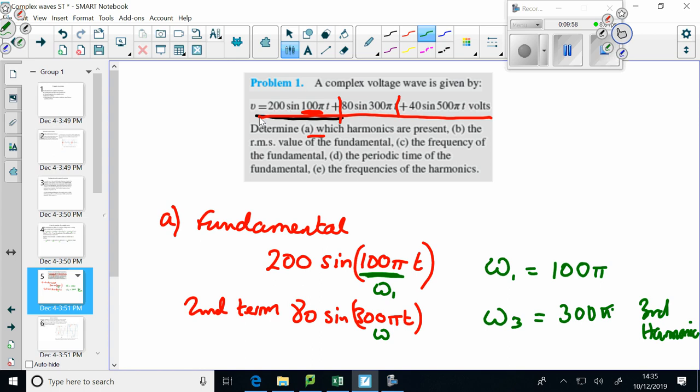The fundamental's always going to be there. You can't have a waveform without a fundamental, and that's always the lowest frequency. So the fundamental's the 100 pi. The second term is 80 sine 300 pi t. That's three times the frequency of the fundamental, so the second term, this one in here, is the third harmonic.